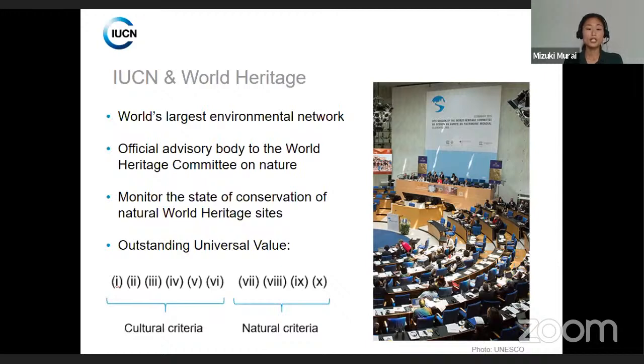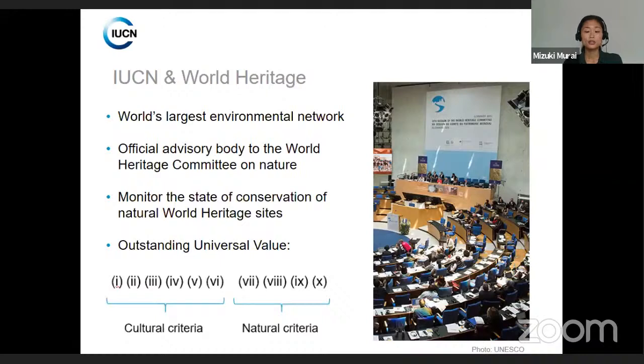This role includes monitoring the state of conservation of natural World Heritage sites and assessing the potential impacts of new developments on the values for which a site was inscribed on the World Heritage List. A site can be given World Heritage status for a very wide range of reasons, but they must fit at least one of 10 criteria. Criteria 1 to 6 are focused on cultural values and 7 to 10 on natural values. Criterion 7 represents sites that contain superlative natural phenomena or aesthetic importance, 8 for sites demonstrating outstanding geological features, 9 for outstanding demonstration of ecological and biological processes, and 10 for sites containing important species in their natural habitat.